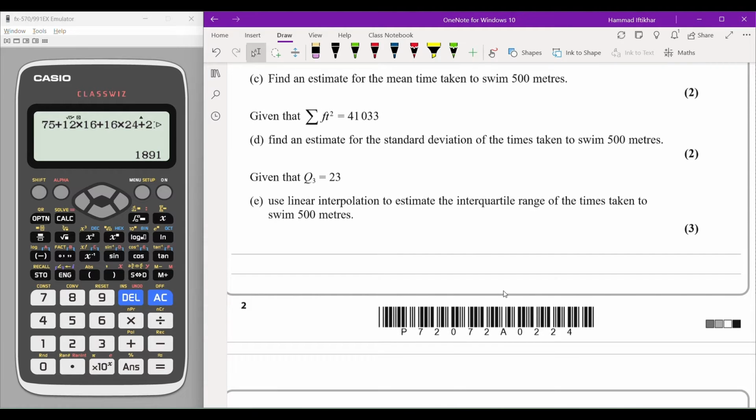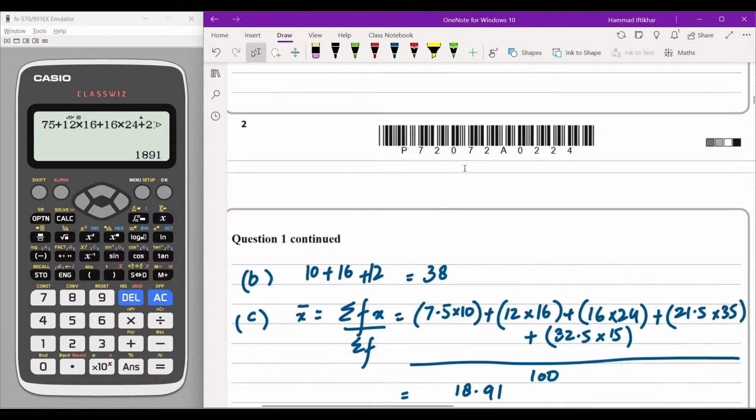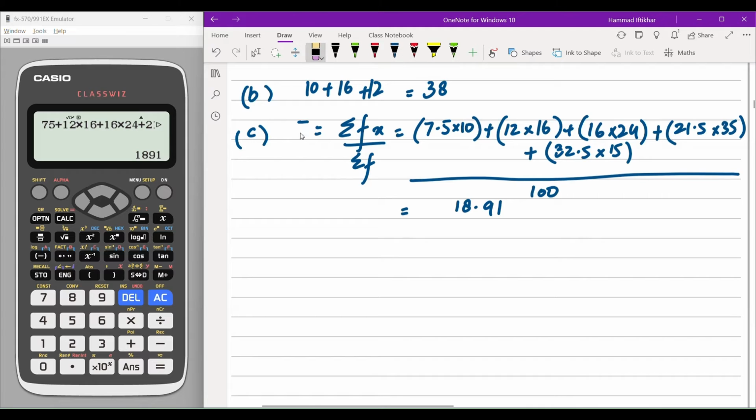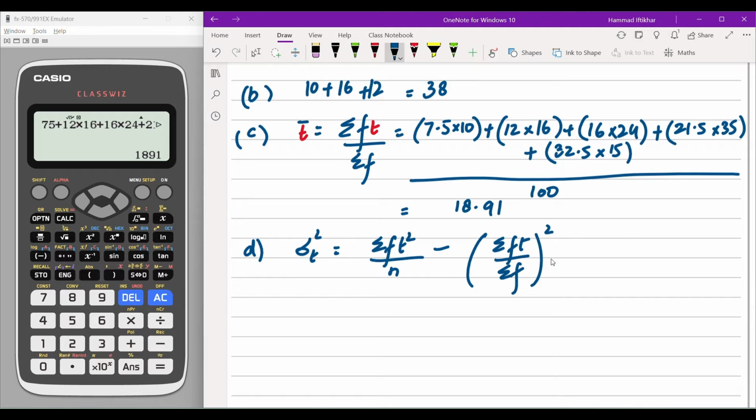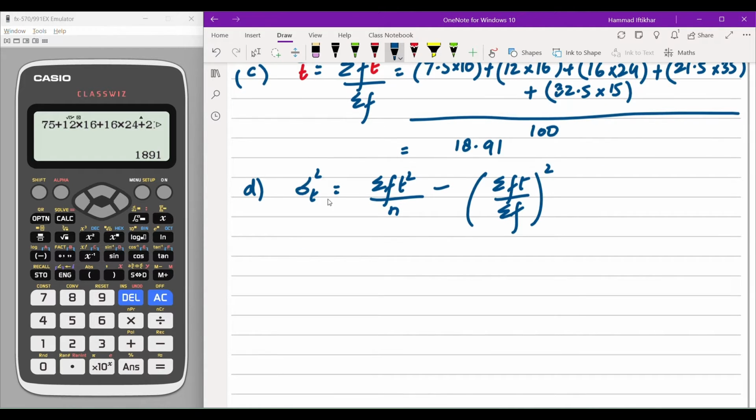Given that sigma ft squared is 41033, find an estimate for the standard deviation of the times taken to swim 500 meters. Okay, so by the way, sorry, I meant to take this was times, so this is going to be time and time. Okay. So for the standard deviation, let's start with the variance first. So variance would be sigma ft squared divided by n minus sigma ft divided by sigma f whole squared, or in short, the square of the mean.